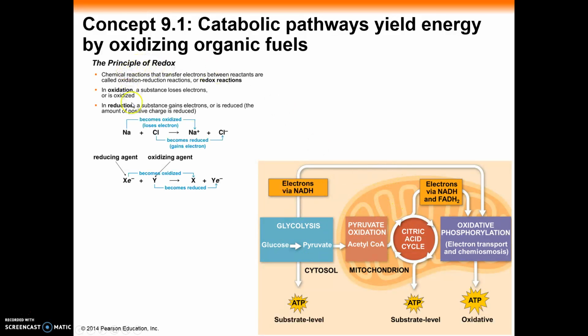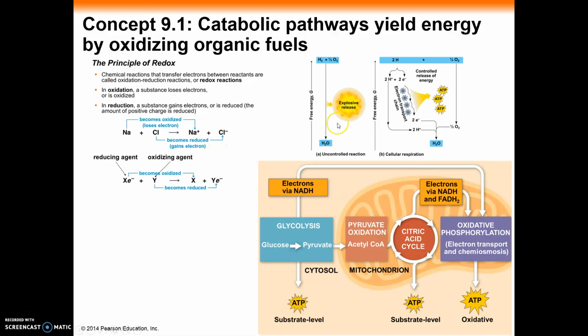But we also looked at the idea of what is a redox reaction. When something loses electrons, it is becoming oxidized. When something gains those electrons that have been lost, it becomes reduced. And we also explored the idea that instead of having one big explosive reaction, which is hard to harvest, we take those electrons and pass them along a chain in order to slowly harvest that energy.